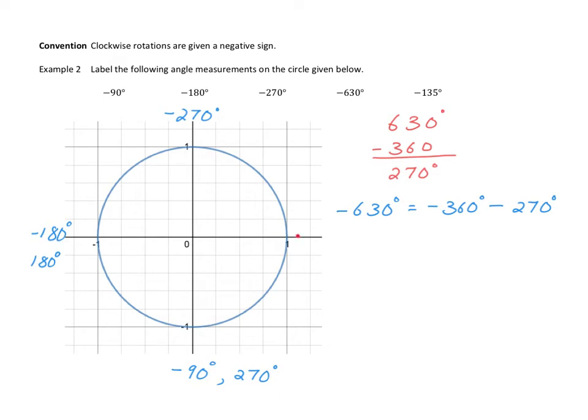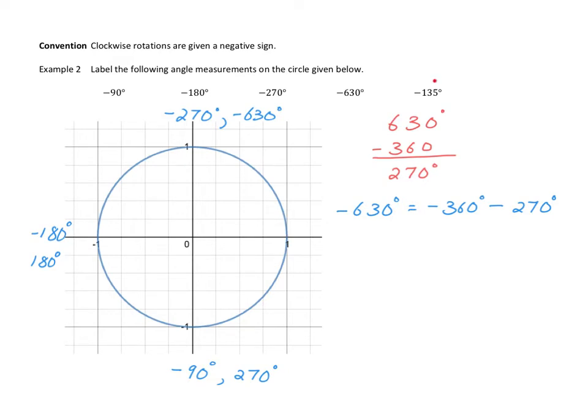So let's do it. If I start here, I'm going to go a full rotation in the clockwise direction. That takes care of this. Now I'll go 270 more, which takes me right to here. This is going to be the location of negative 630 degrees. So I'll put that up here. So these two angles are referring to the same spot on this unit circle.